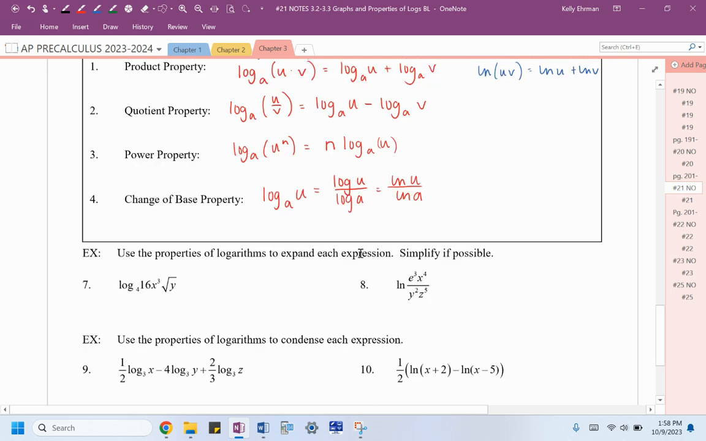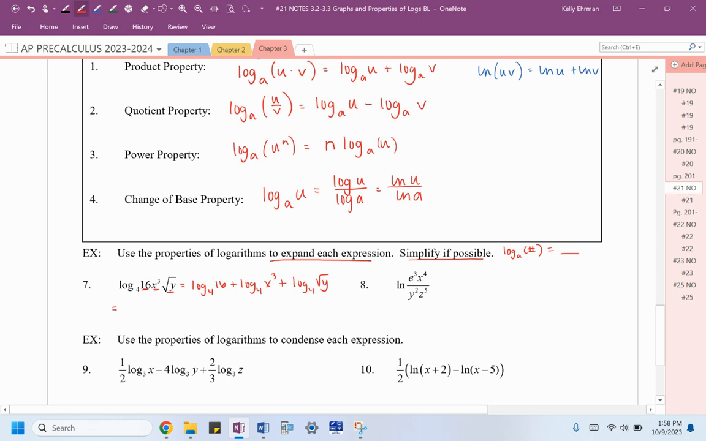Let's use some of them to expand each expression. Simplify if possible. That means if you have the log base A of a number, check to see if you can simplify it to an actual numerical answer. For every different thing, you should have that many logarithms. So we have a number, we have an x, and we have a y. This should first expand out into 3 logarithms. The log base 4 of 16, I'm multiplying these things together, so plus the log base 4 of x to the third plus the log base 4 of the square root of y.